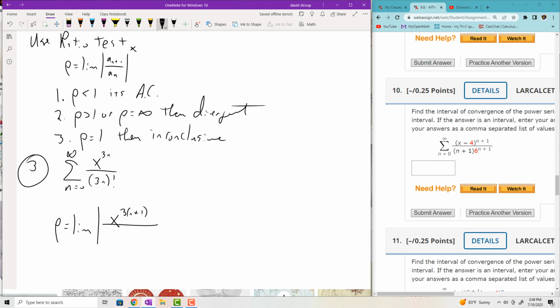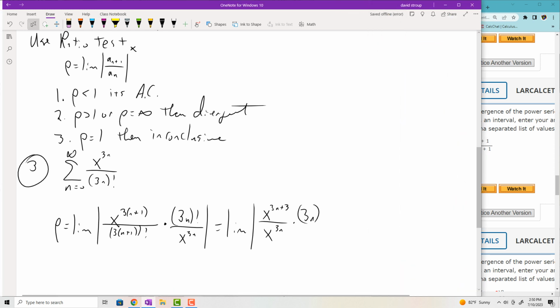So here I am getting a sub n plus 1. So wherever I see n, I'm replacing it with n plus 1. And then it will be divided by a sub n. Let's just multiply by the reciprocal. We could collect common terms and simplify a little bit. 3n factorial, if you'd like, go ahead and write it out.